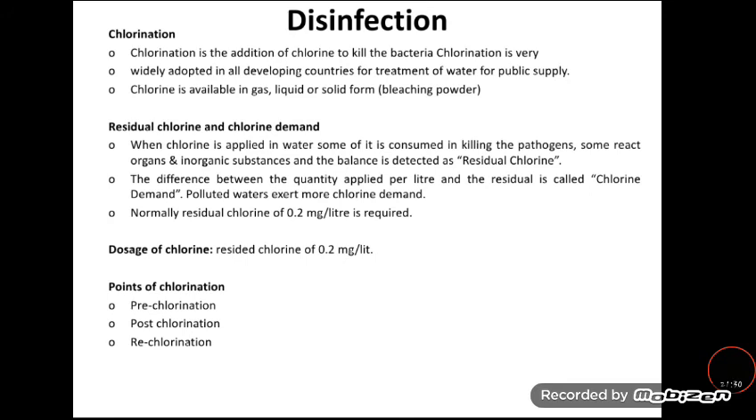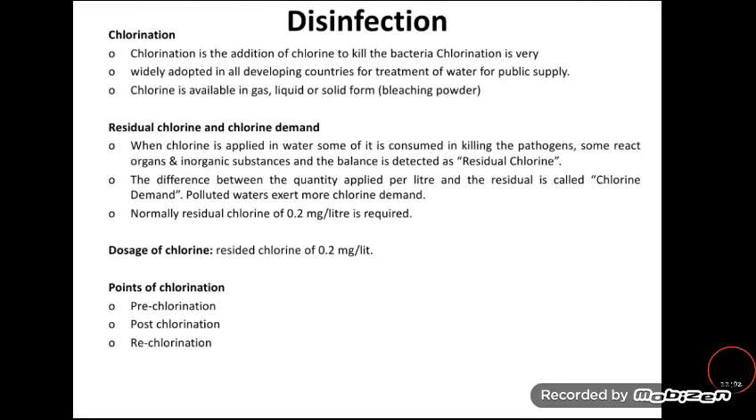They are pre-chlorination, post-chlorination, and rechlorination. Pre-chlorination is nothing but the chlorine being added before the water enters into the sedimentation tank. Post-chlorination is when, after completing all the unit processes involved in the treatment, we add the chlorine before it enters into the distribution system.